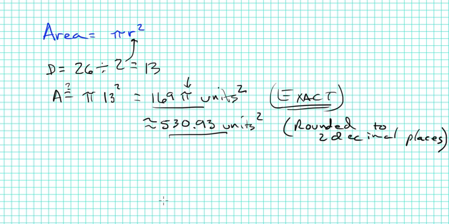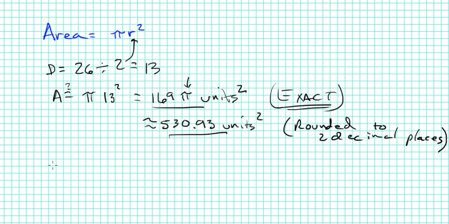I'm saying this over and over again because I want you to make sure you understand this. If I ask for the exact answer, then you give me an answer in terms of pi. If I tell you to round it to 2 decimal places, either use your calculator, or if I tell you to use pi equals 3.14 or pi equals 22/7, you do that.